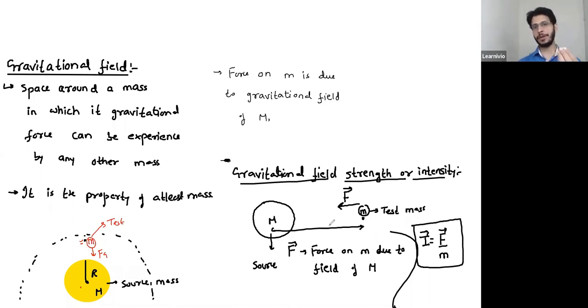So gravitational field intensity at a point due to a source mass is the ratio of the force experienced by the test mass divided by the magnitude of the test mass. It's a vector. Its direction is towards capital M. So I is field. I should write gravitational field. Whenever I write field, that means gravitational field of capital M.